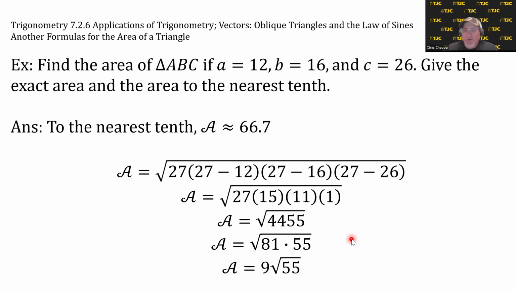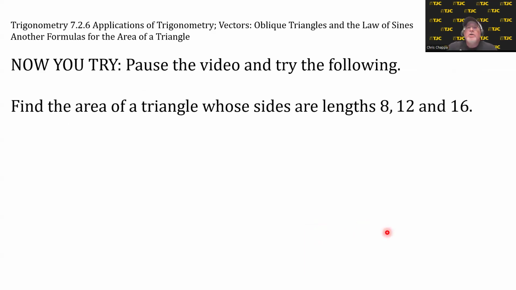I'm going to make a follow-up video to explain how to break down this square root pretty easily, especially in this flow. But for now, pause the video and try the following. Find the area of a triangle whose sides are lengths 8, 12, and 16. We're looking for the exact and the approximate.